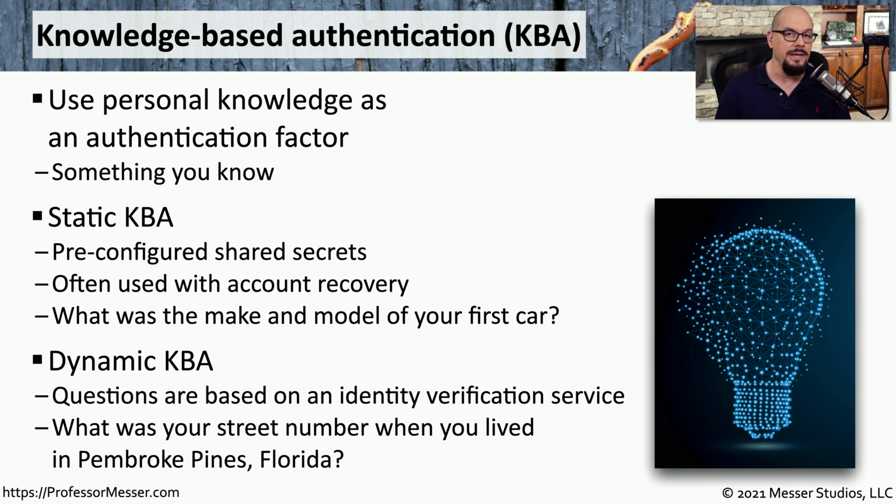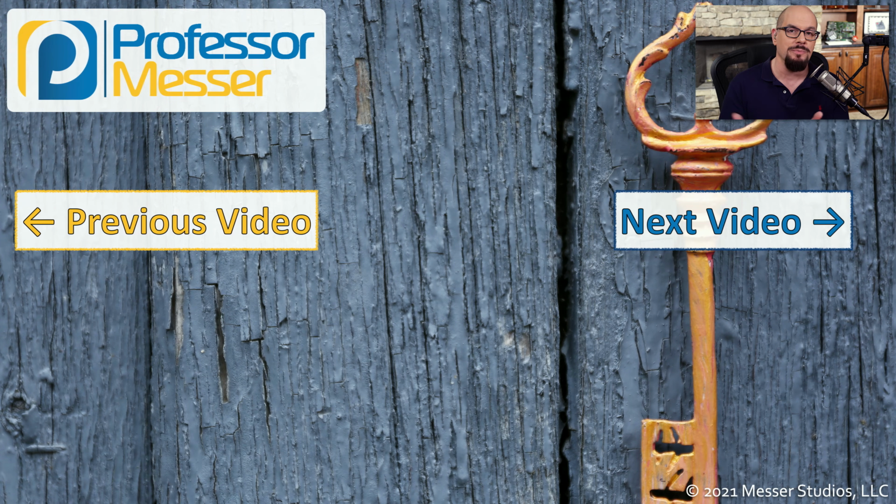A dynamic KBA might be used for a similar purpose, but the question that's being posed to you is not a question that you previously configured in the system. This uses an identity verification service, and it may pull information from public records or from private information in order to pose a question to you. For example, it might ask you what the street number was when you lived in a particular house at a particular location. And only you may be able to answer that question in a very short period of time that would allow you access to perform this reset.